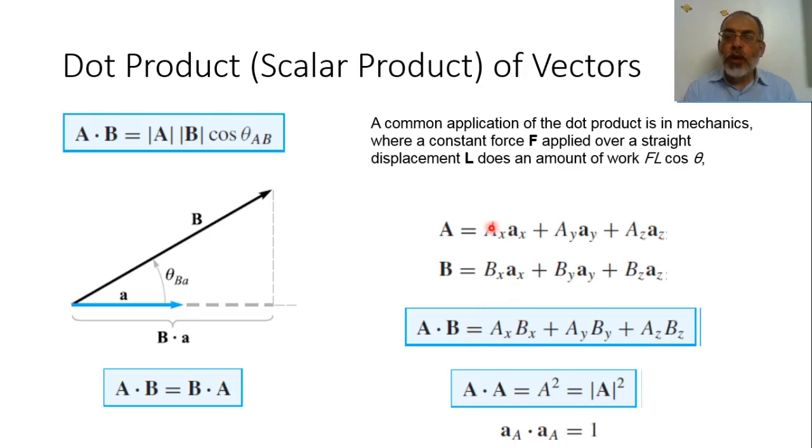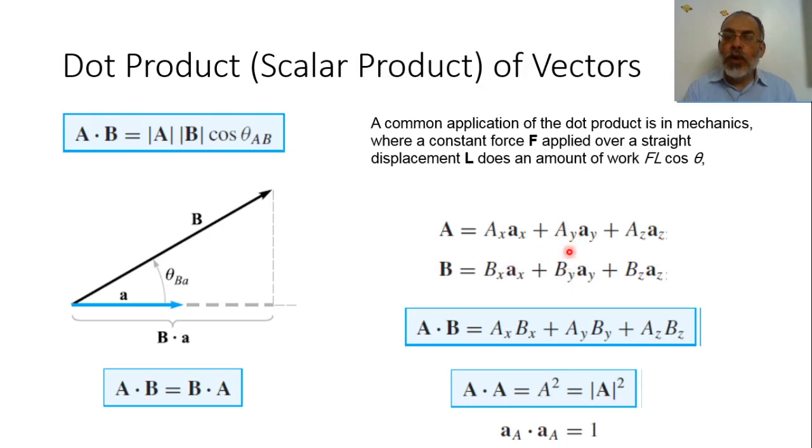Now, if I'm talking about ax multiplied by by, the unit vector ax multiplied by unit vector ay would be 1 multiplied by 1 multiplied by cosine 90. So it is 0. So ax multiplied by by would be 0. Similarly, ax multiplied by bz would be 0. Now, if I'm talking about ay multiplied by bx, it would be 0.